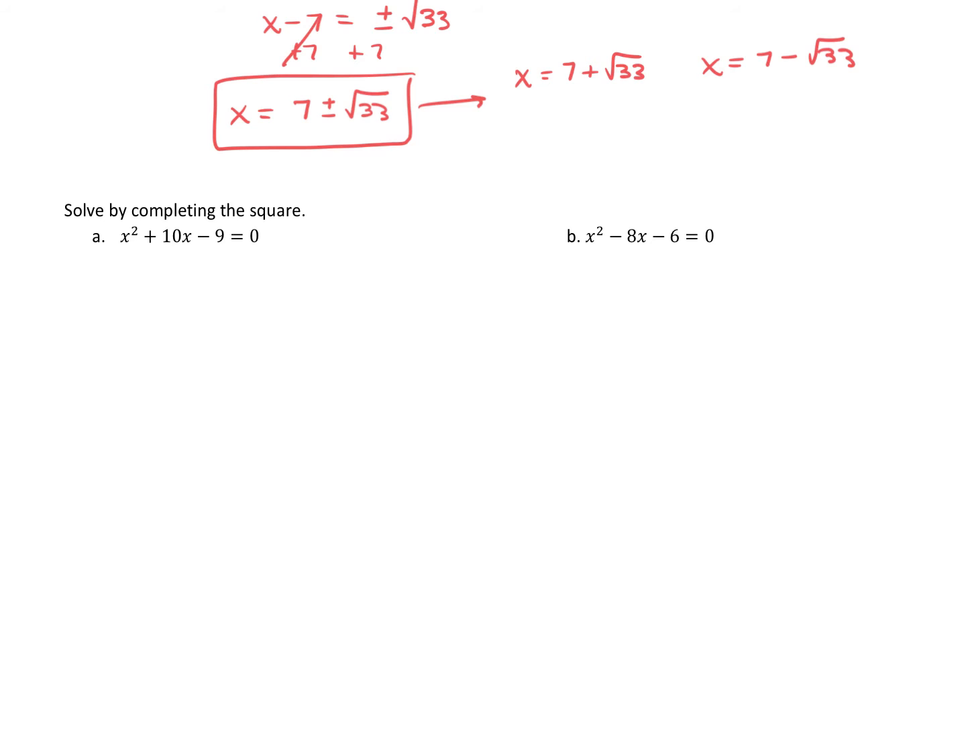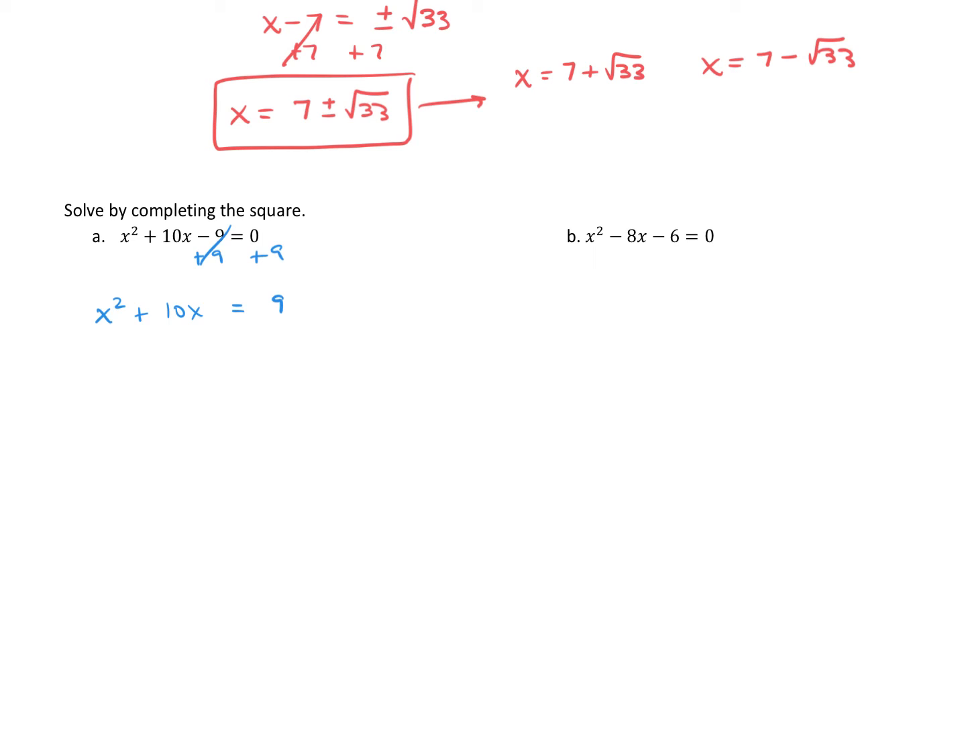All right, now that we have run through it, we can run through this a little bit faster. So here's our standard form of our quadratic equation. We are going to get this term to the other side, so we'll start by adding 9. All I want is the x squared and the bx together, so we just get that out of our way. We have x squared plus 10x equals 9.